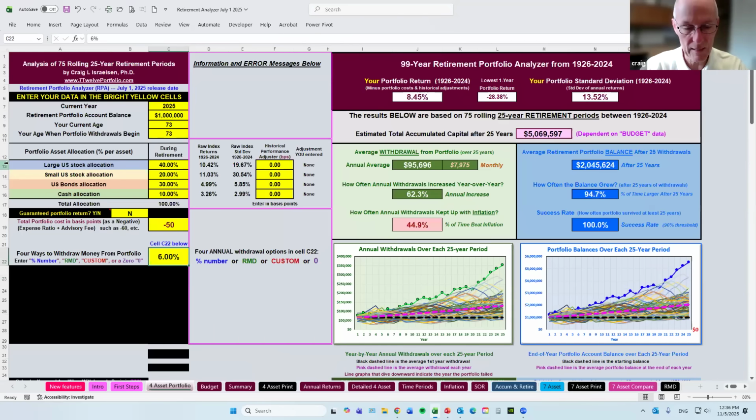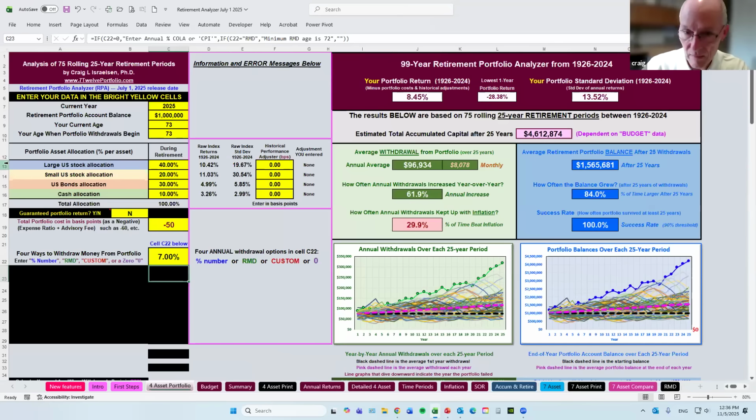All right, let's keep playing this game. So 7%, now we're at $96,000, so really no material change there. We flattened out. But our average balance at the end was $1.5 million.